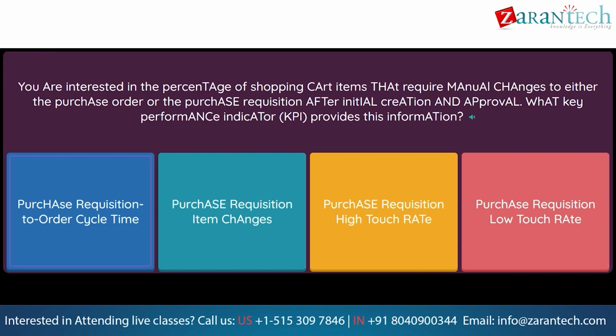Option 1: purchase requisition to order cycle time. Option 2: purchase requisition item changes. Option 3: purchase requisition high touch rate. Option 4: purchase requisition low touch rate.